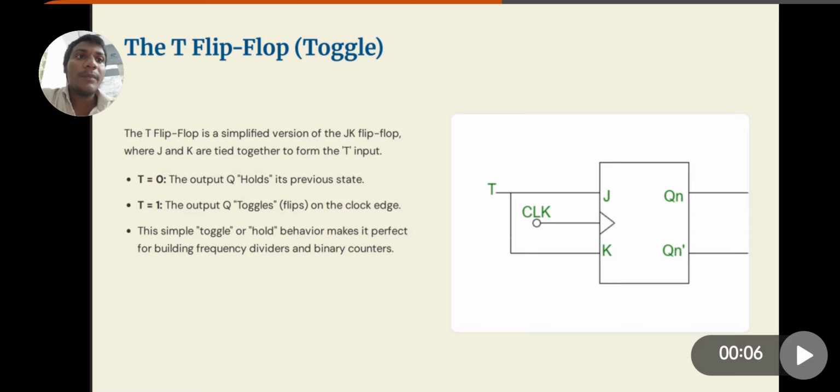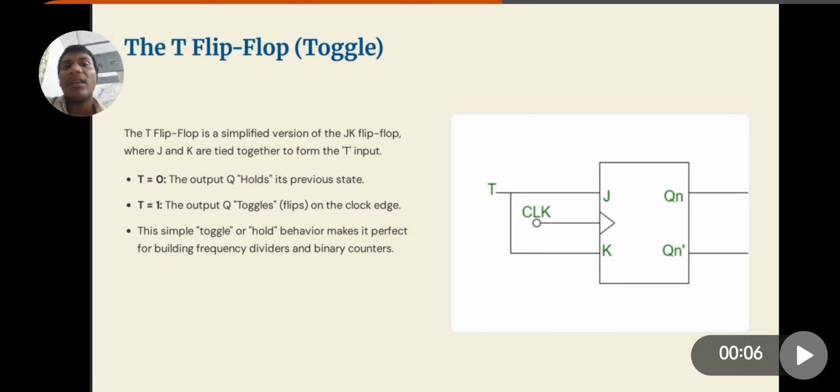The T flip flop, or toggle flip flop. Here we discuss the toggle state in the JK flip flop. A T flip flop is a simplified version of the JK flip flop, where J and K are tied together to form the T flip flop. Both inputs are merged together to form the T input.